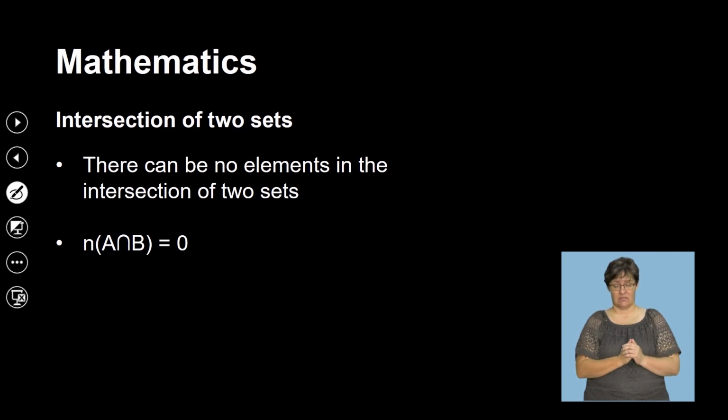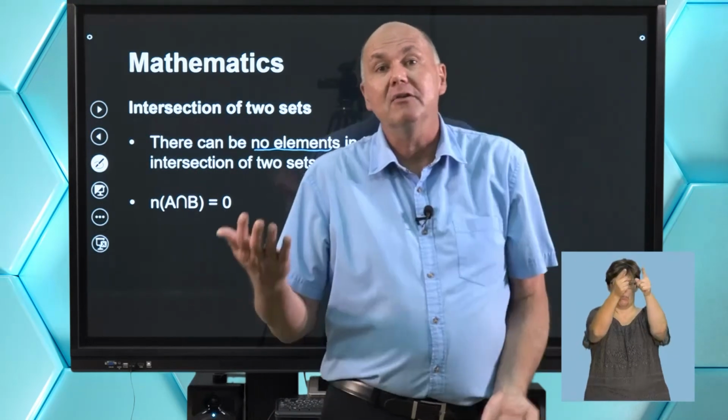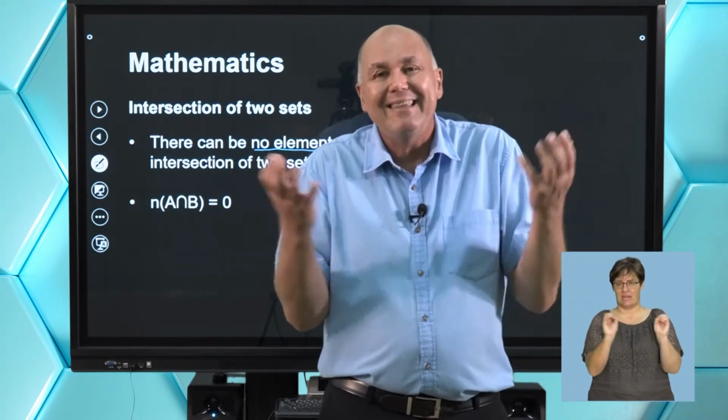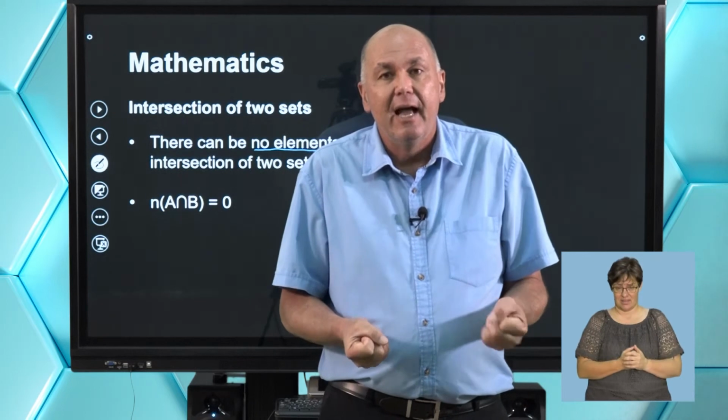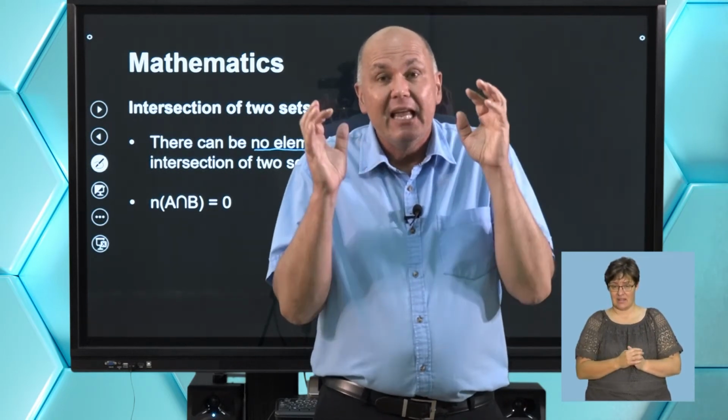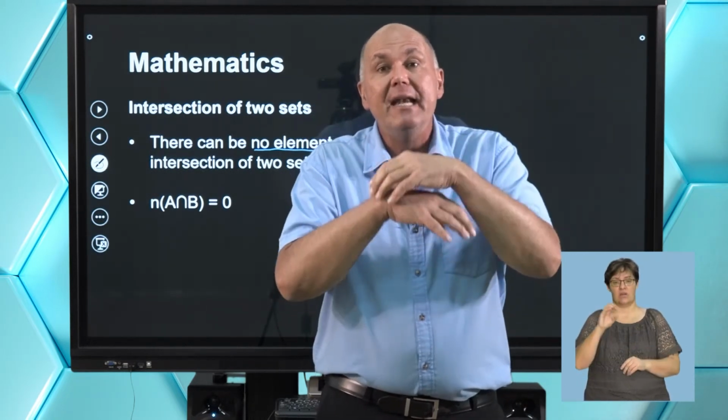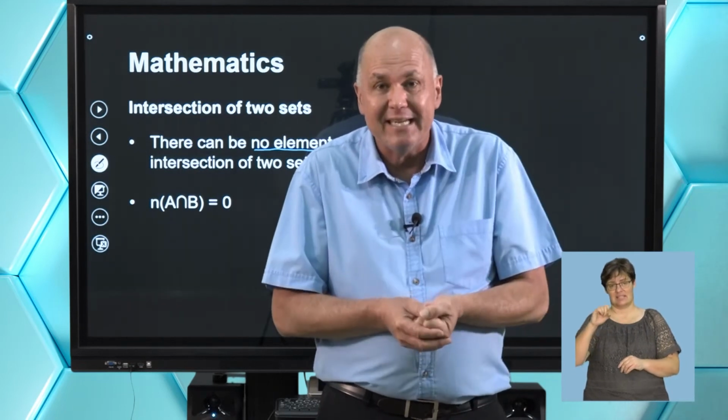And so, because there is no overlap, there's no element, there's no crossing over. It's like two roads that don't ever meet. They could be running parallel to each other. They're going to have nothing in common with each other. And so we say that the intersection is a null set. It's an empty set. Okay, very important for that.